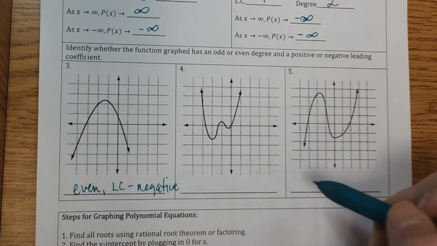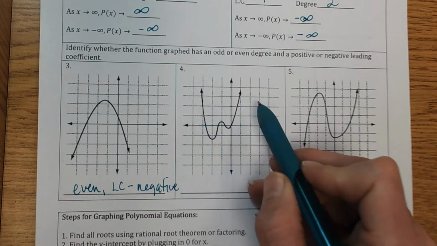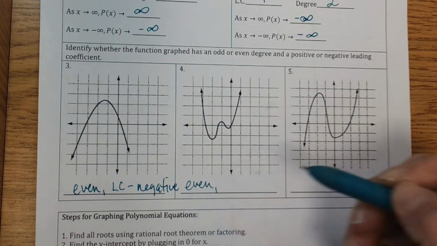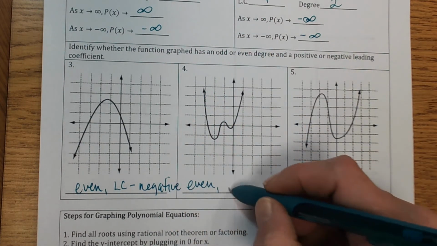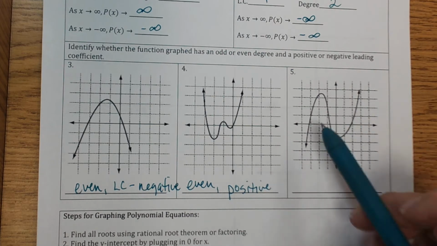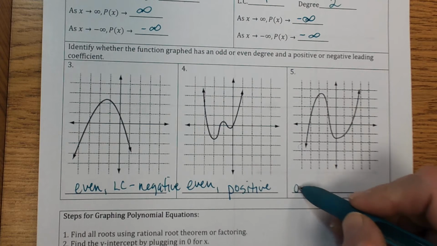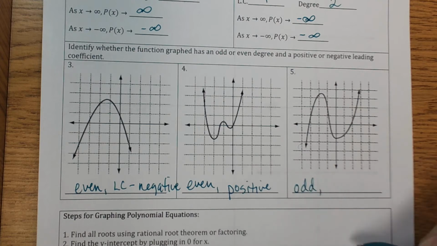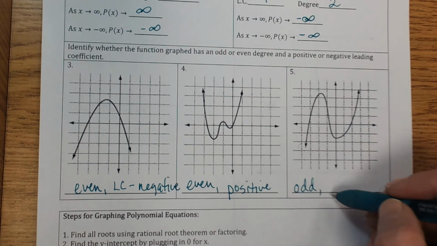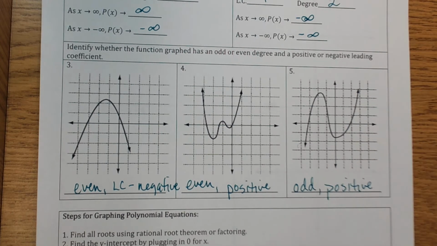And you don't have to say the "and", you can just say even negative. All right, so we're pointing in the same direction. So again, we know it's even. It's opening up, so we know it is positive. All right, we are ending in opposite directions, so we know our function is an odd degree function. And because we're starting up on the right, we know that it was a positive leading coefficient.